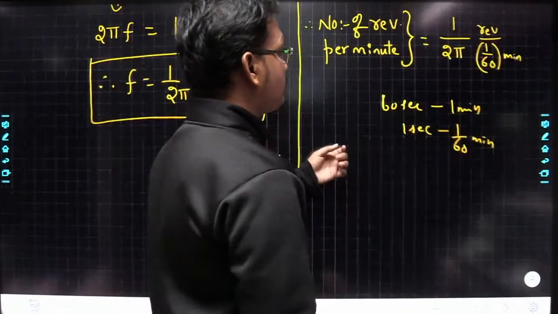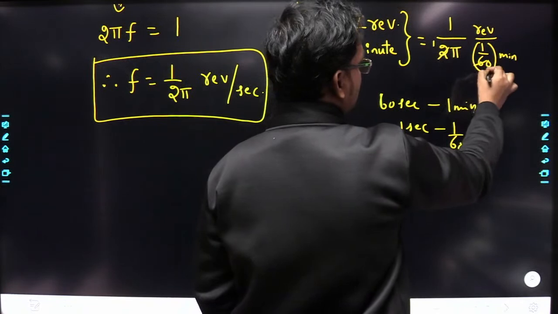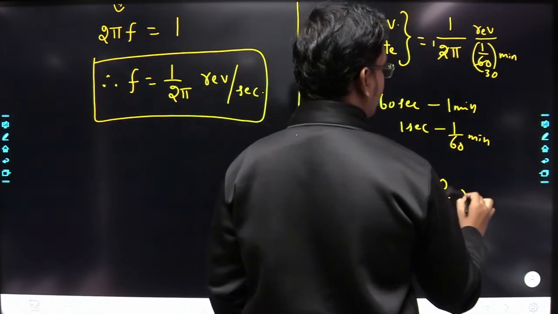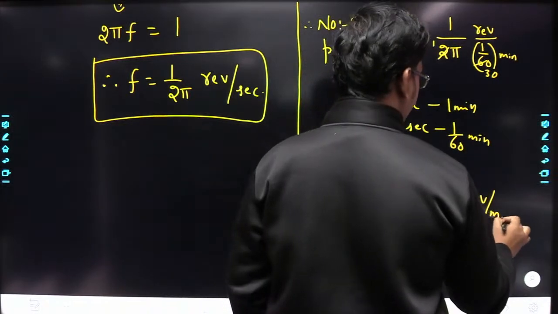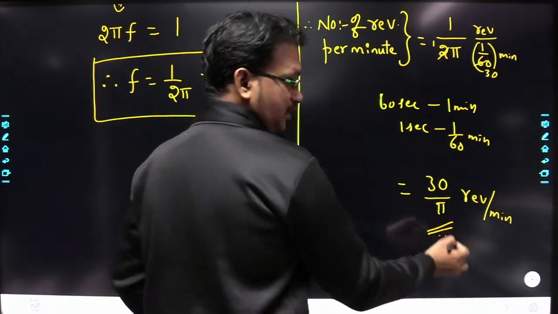Okay. So therefore this is equal to what here? Here 2 ones and here 2 30s. So you are going to get 30 by pi revolutions per minute. Okay. So this is the number of revolutions per minute here, 30 by pi.